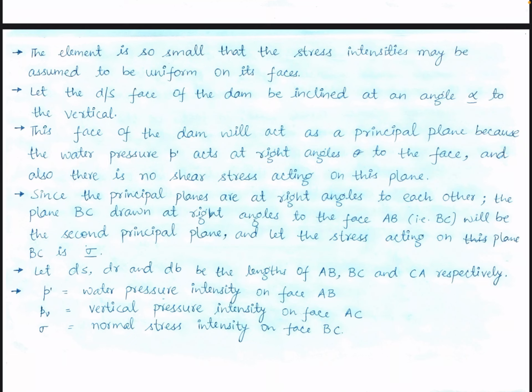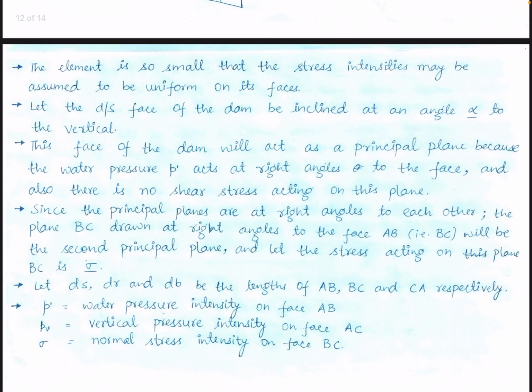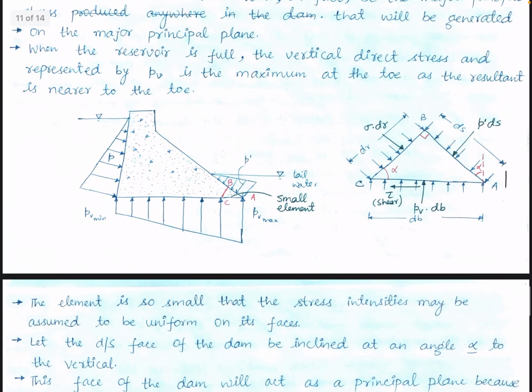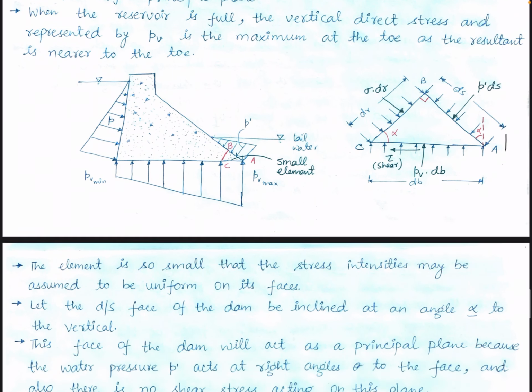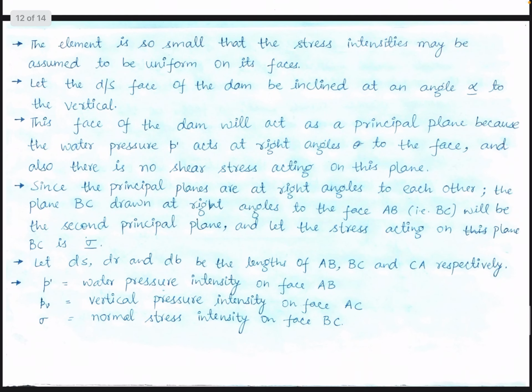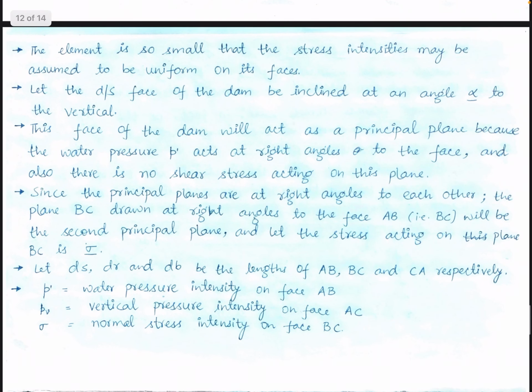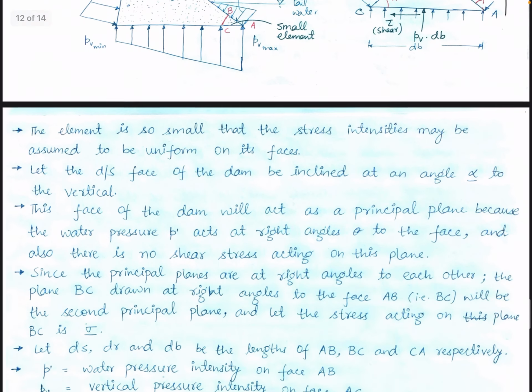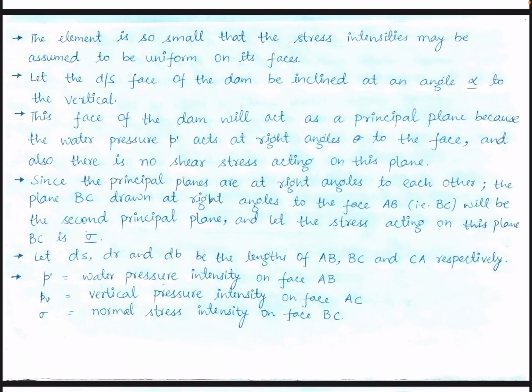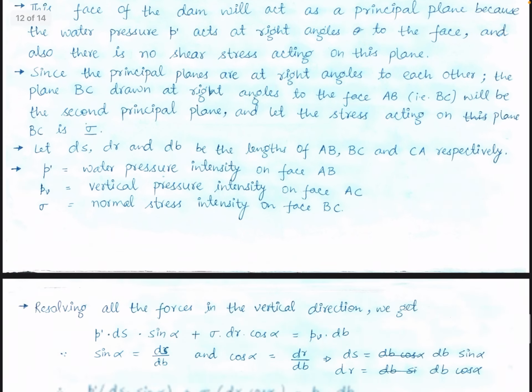Since the principal planes are at right angle to each other, the plane BC drawn at right angle to the face AB will be the second principal plane, and let the stress acting on this plane be sigma. So you can see these denominations AB, BC, CA. Let ds, dr and db be the lengths of AB, BC and CA. P dash is the water pressure intensity on face AB. PV is the vertical pressure intensity on face AC, so this base is AC, and sigma is the normal stress intensity on face BC.